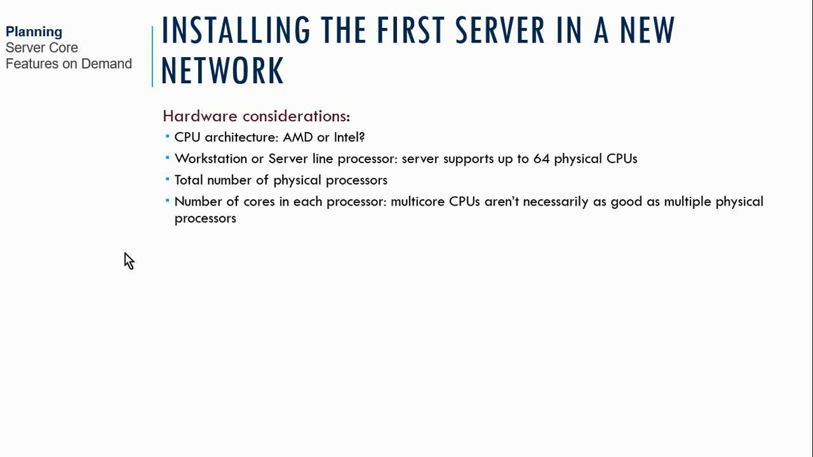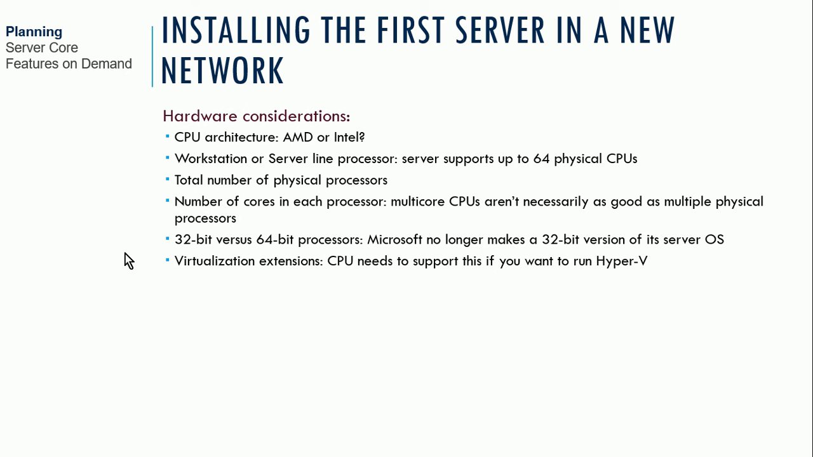And it's important to note that you could also use multi-core, but physical sometimes is a little bit better. If you want 4 processors, 4 physical processors might be better than multi-core. And a lot of times you're combining these, right? So you might have 2 quad-core processors giving you a total of 8 cores to the operating system. So there's a variety of ways to do that. Like I said before, Microsoft no longer makes a 32-bit version of its server operating system. And virtualization extensions, the CPU needs to support virtualization if you're going to use Hyper-V. So you want to make sure that the hardware you're using will support that.